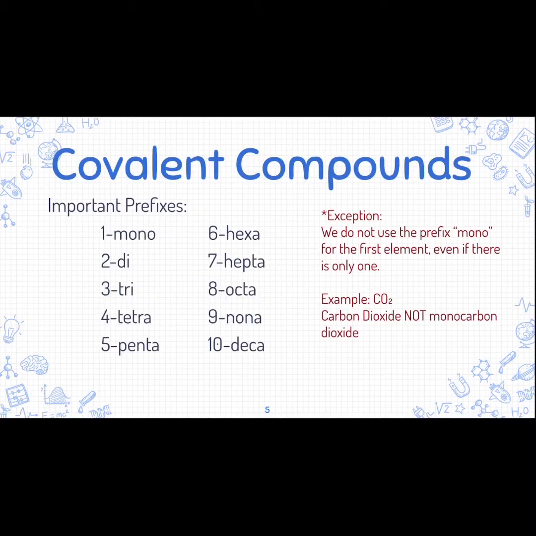Here are some important prefixes. I would just go ahead and memorize those. Those should look familiar to you. One exception for covalent compounds is, if that first element has only one atom, we don't have to say mono, only for the first one. Now, if the second element only has one, we do say mono. So just that first one, we can skip it if there's only one. So for example, CO2, even though there's only one carbon, we don't have to say monocarbon. We just say carbon dioxide.